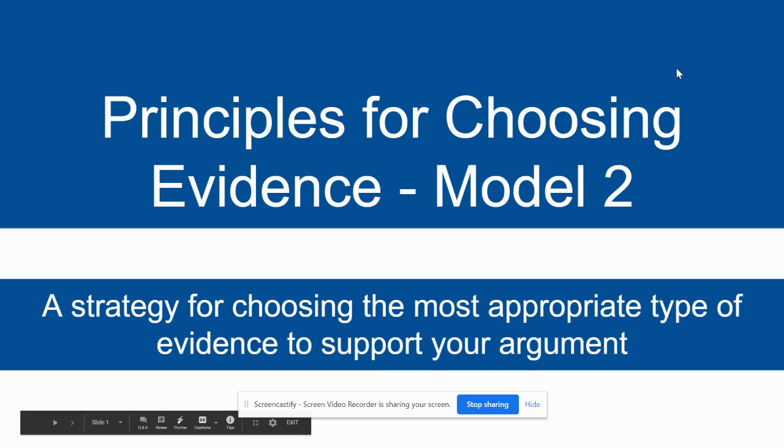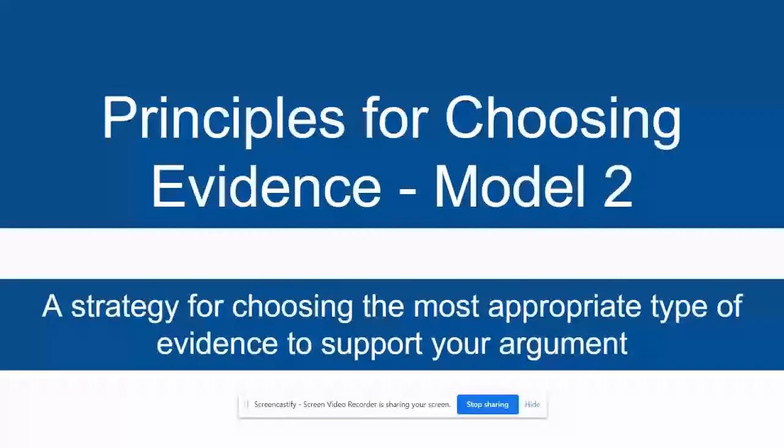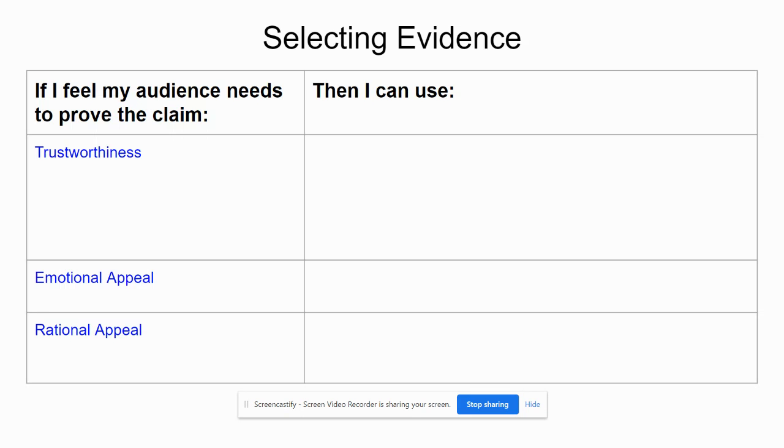This is a second model for the strategy principles for choosing evidence. It's a strategy for choosing the most appropriate type of evidence to support your argument. There's also a how-to video if you want to see how this strategy works. So let's just remind ourselves what the three principles are: trustworthiness, emotional appeal, rational appeal. And using this matrix, we can match types of evidence to those principles.